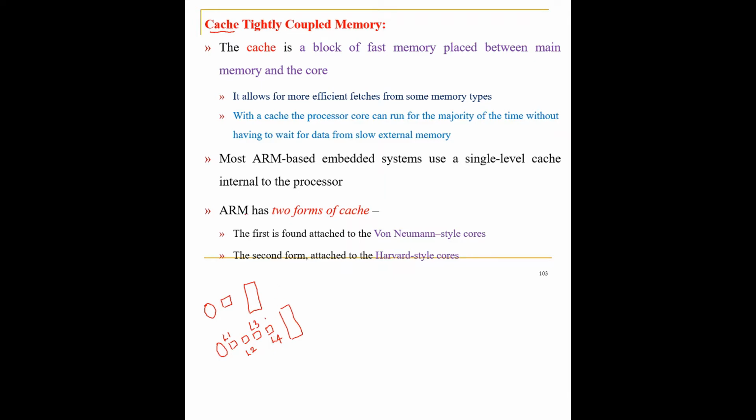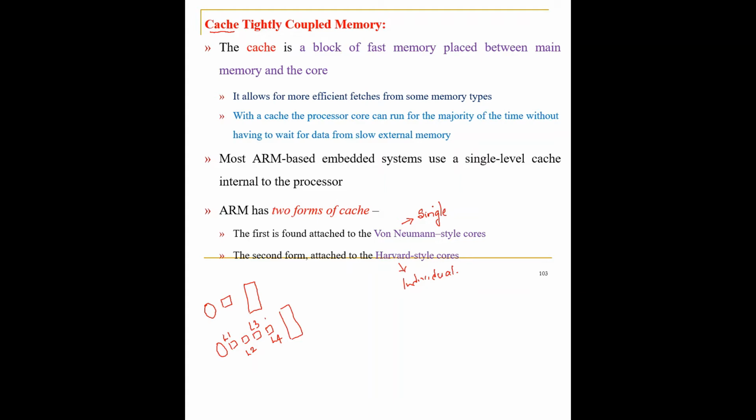main memory. So basically if I speak about ARM processor, it has got two forms of cache. One of the cache will be following the von Neumann architecture and the other one will be following the Harvard style architecture. So we are very familiar with this von Neumann and Harvard style architecture. Von Neumann style architecture uses a single bus and the single bus will be used to carry the instruction and data. Harvard buses will be using individual buses to carry the data and instructions separately.